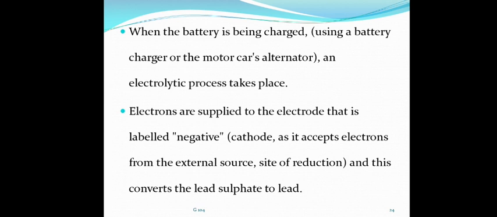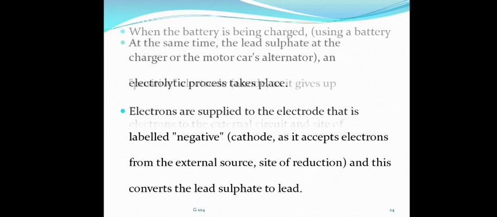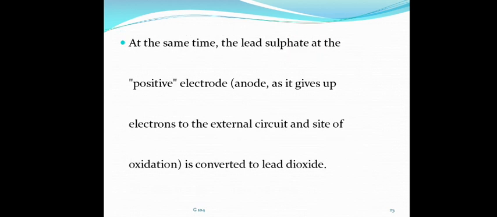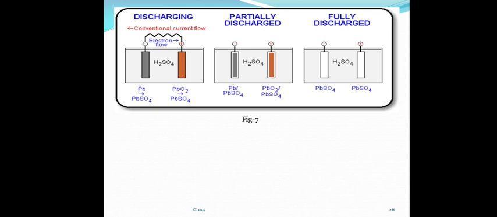But here the negative becomes the cathode, accepting electrons, and this converts the lead sulfate to lead. At the same time, the lead sulfate on the positive electrode, which earlier was the cathode, is now the anode. It gives up electrons and is converted to lead dioxide. So for discharging, just see: Pb is turned into PbSO4, PbO2 is turned into PbSO4, partially discharged.